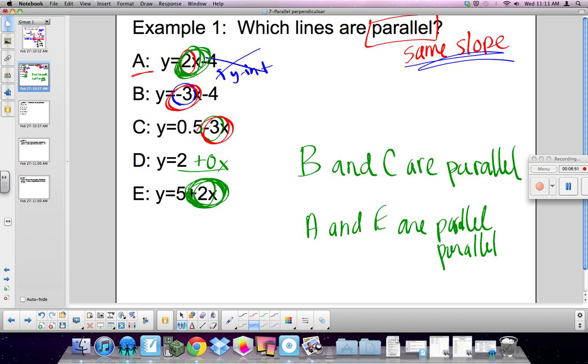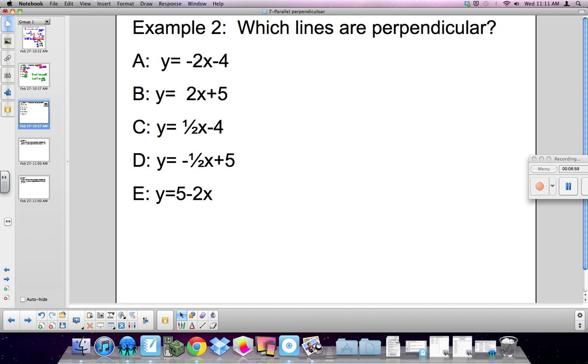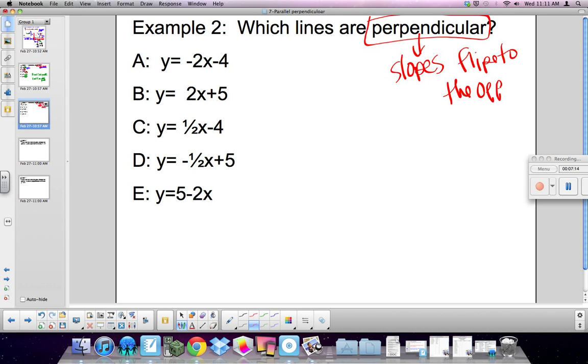Now let's take a look at perpendicular. Similar example, but now which lines are perpendicular? So what I have to remember is that when I see the word perpendicular, the slopes flip to the opposite. They flip two ways. So let's look at A and find the perpendicular slope. There's the slope of A. A line perpendicular would flip the 2, and remember that means 2 is really 2 over 1. I flip it and it becomes 1 over 2.